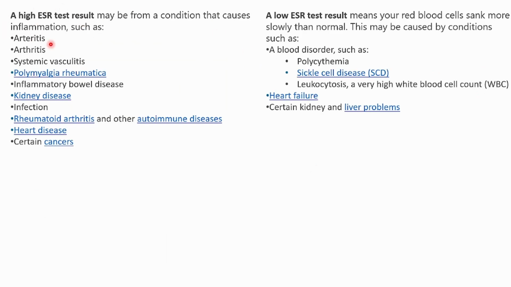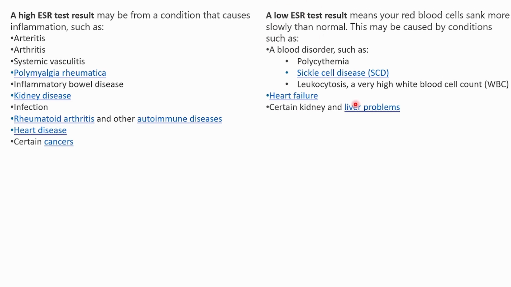Then a high ESR test result. So after checking the blood, if the ESR results are high, that means the settling of the RBCs is quick. Okay, so maybe from a condition that causes arteritis, arthritis, systemic vasculitis, polymyalgia rheumatica, inflammatory bowel disease, kidney infection, rheumatoid arthritis, any heart disease or cancer. These are the most common causes of the high ESR.